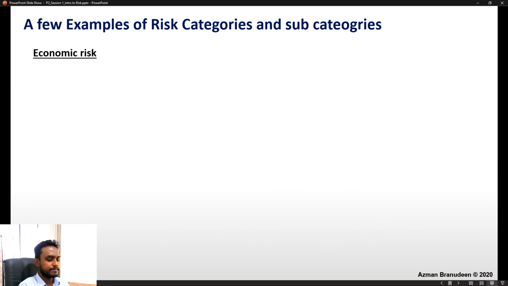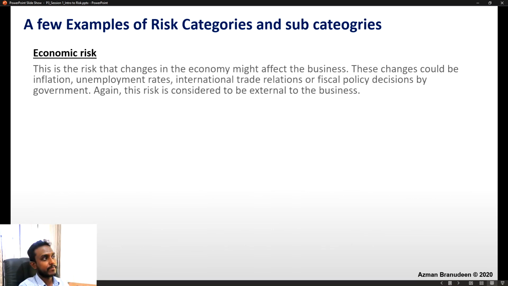Then you have economic risk. This is the risk that changes in the economy might affect the business. These changes could be inflation, unemployment rates, international trade relations, or the fiscal policy decisions by the government. And again, it's considered to be external to the business, while also noting that it can be highly non-controllable.